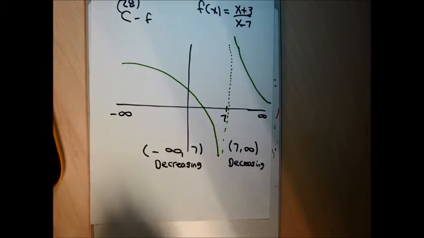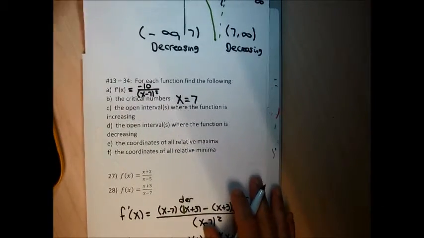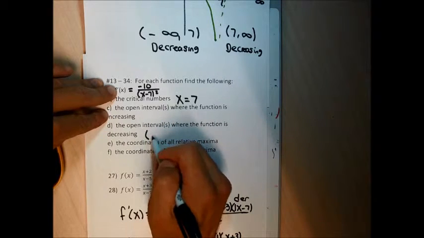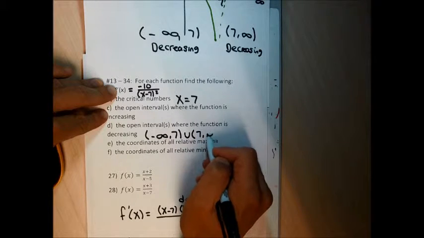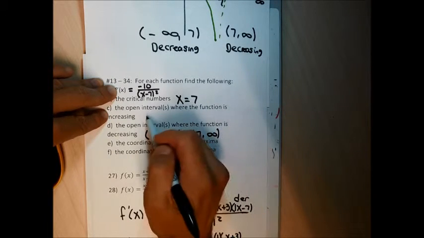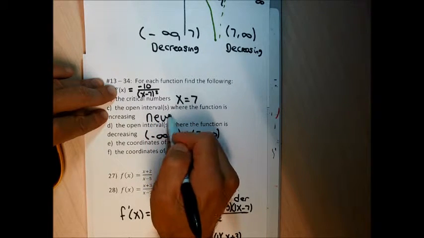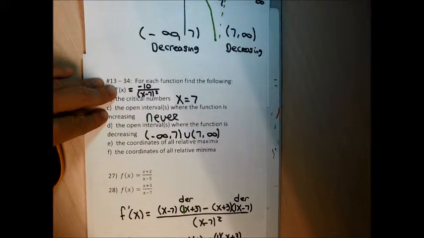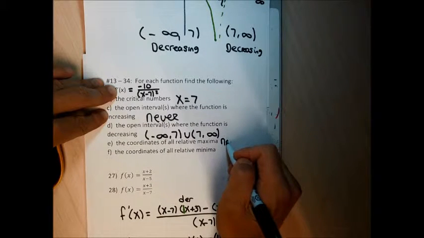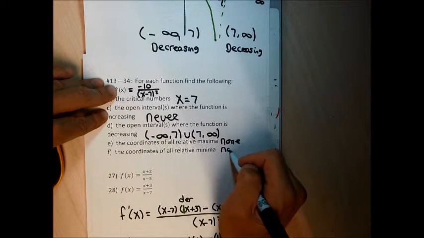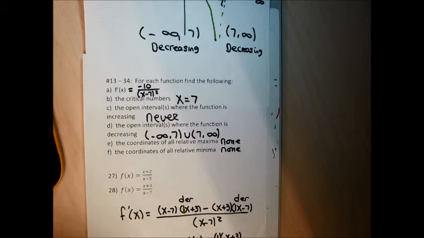So I'm going to go answer C through F now. It's decreasing in both intervals that I created. It's decreasing in the interval negative infinity to 7 and the interval from 7 to infinity. And in neither one of those intervals was it ever increasing, so it never changes from decreasing to increasing. Because it never changes from decreasing to increasing or increasing to decreasing, because it's always decreasing, I don't get any values for maximum or minimum points.